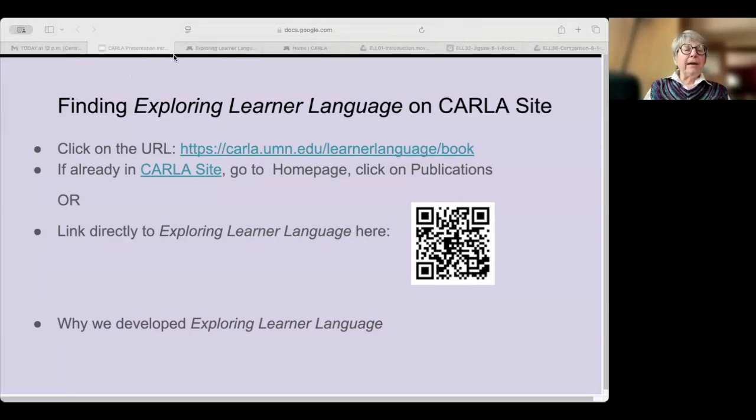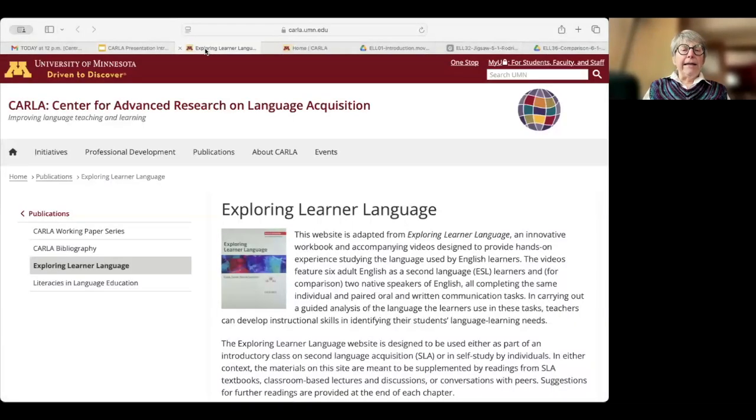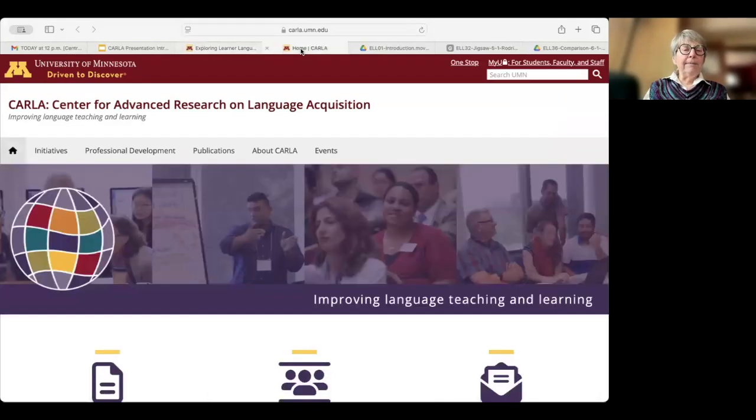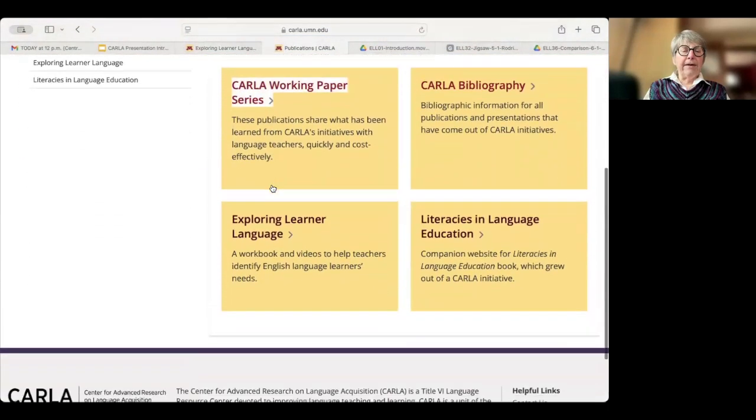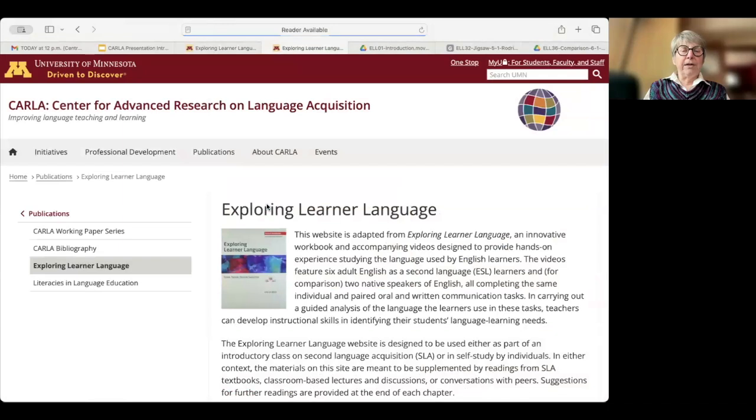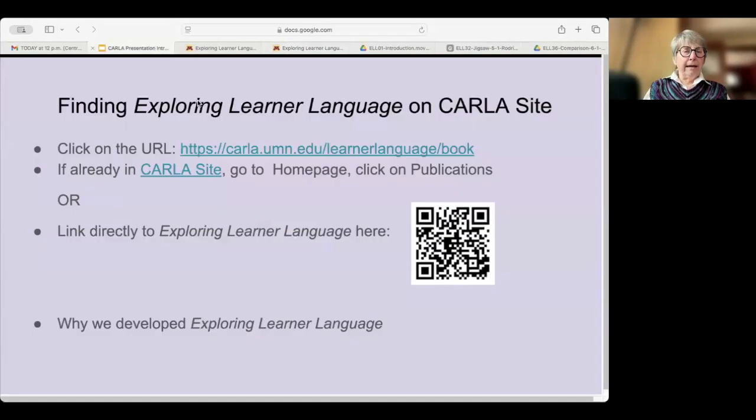I want to start out by saying where you can find this 2.0 new version of Exploring Learner Language. You can click on the URL, and that's in the chat as well. Or you can go to the main website here, click on publications, the way Bonnie is right there, and there will appear some yellow boxes, and there it is, Exploring Learner Language. So that is our new Learner Language 2.0. We'll go on to the next slide.